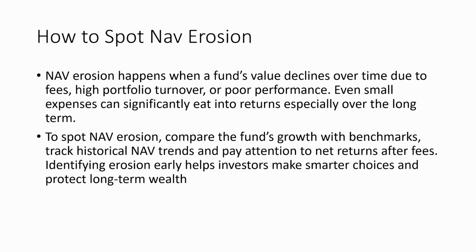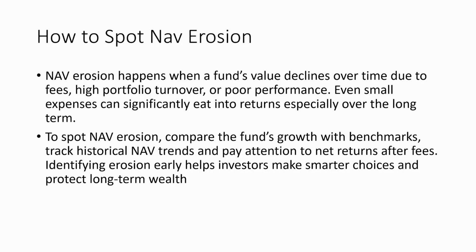But how do you spot this? How do you spot NAV erosion? Well, you need to compare the fund's NAV growth versus the benchmark indices. If the fund underperforms consistently, then watch out. Look at the total return versus distributions. If distributions exceed the total return, erosion is likely. Check fees and portfolio turnover. High expenses can quietly erode capital. And track the long-term trends.